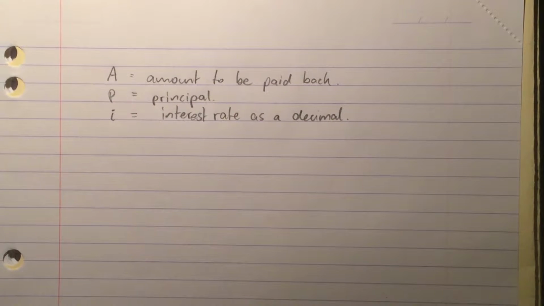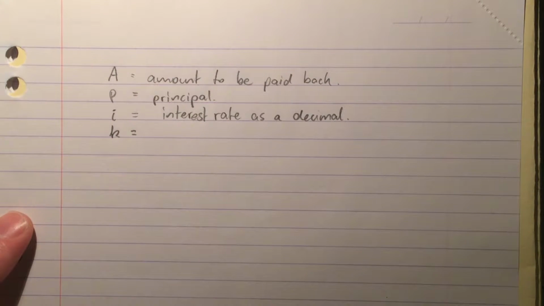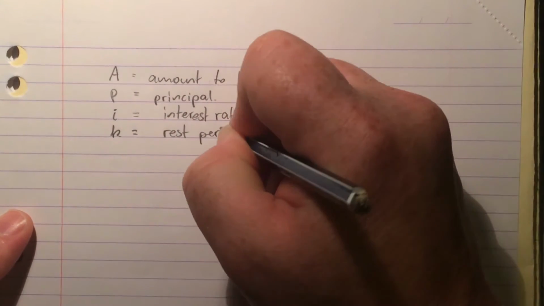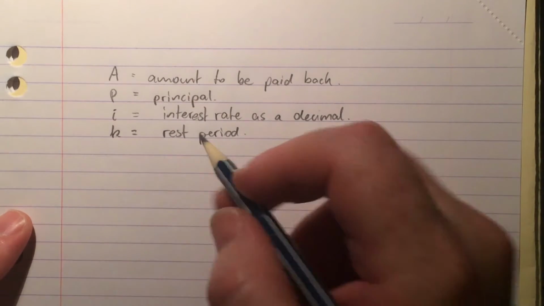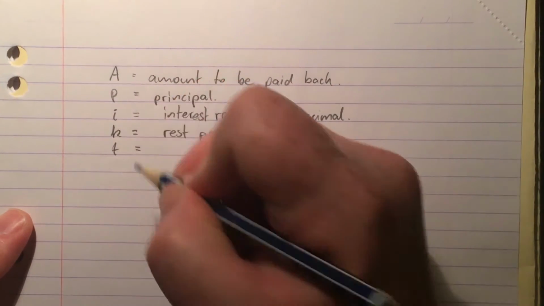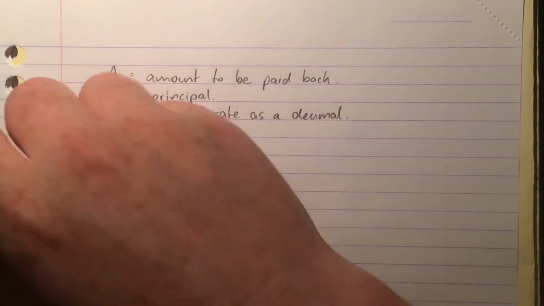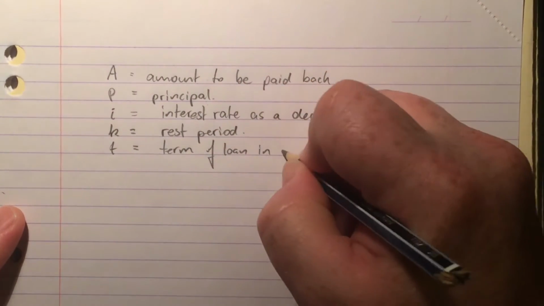And we're going to introduce two new terms here at compound interest, which will be K, and that's what we call the rest period, and we'll use the letter T to represent the term of the loan in years.